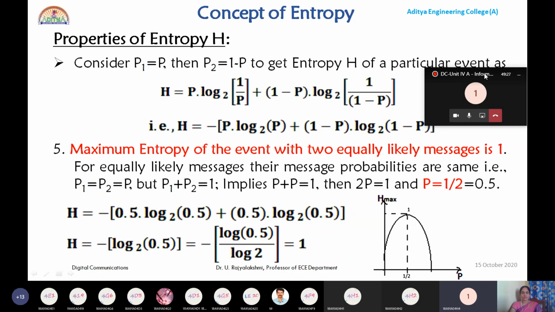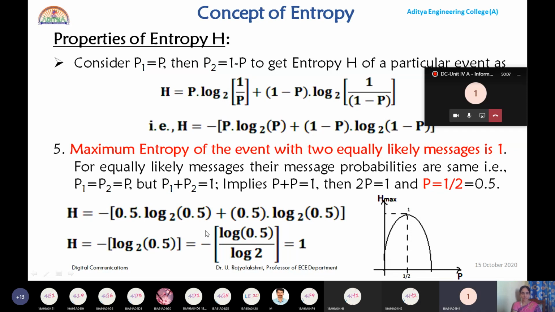For equally likely messages, their message probabilities are the same. That is, P1 is equal to P2 is equal to P. But P1 plus P2 equal to 1, ma'am. Why is P1 plus P2 equal to 1? The sum of probabilities of an event is 1. In this event, we considered only two messages. So the sum of probabilities of the two messages is 1. Okay, good. Continue. Therefore, P equal to 1 by 2, that is equal to 0.5.